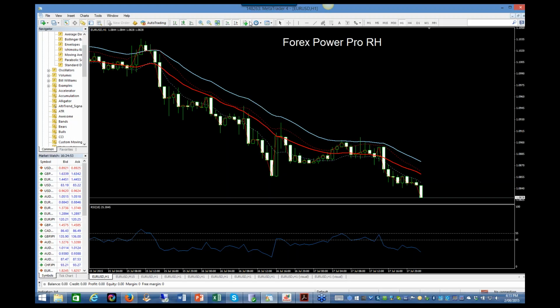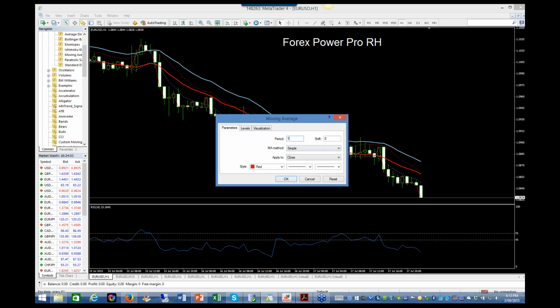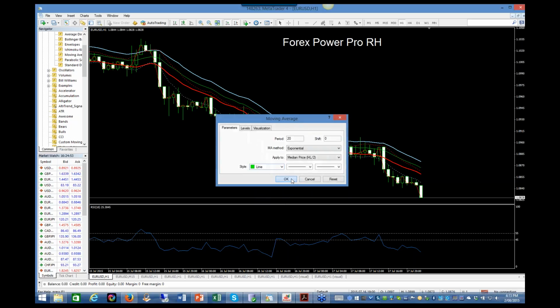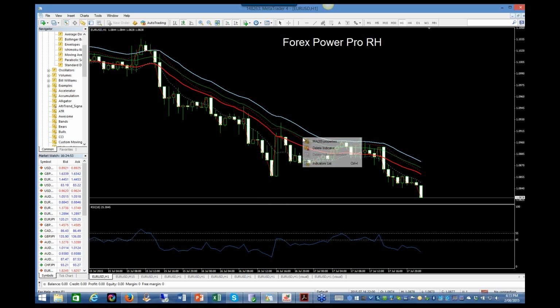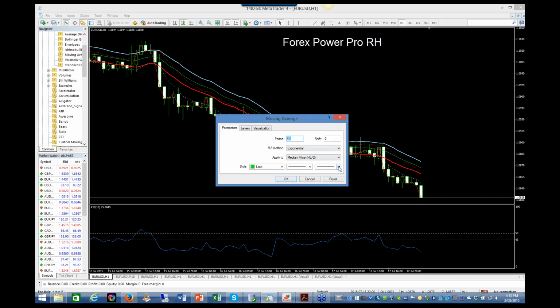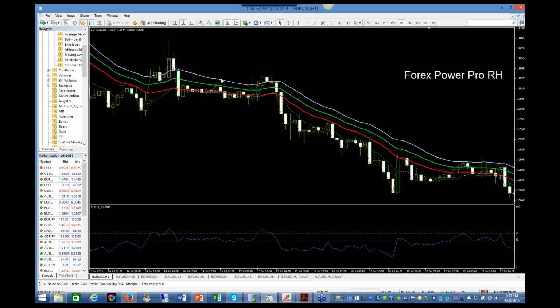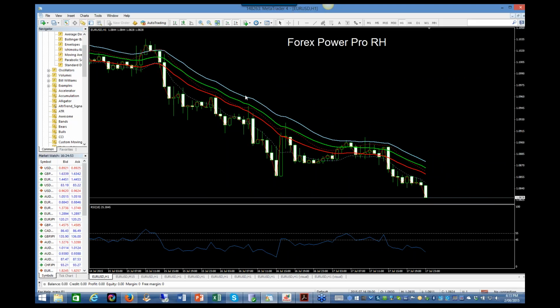So let me add another moving average of 20. And again, we're going to make it exponential, and we're going to add it to the median price, this one here, and I'm going to give that a color of green. And let's make that bold. And so you can see how this line nicely sits in between the two. So we can then get rid of that one and get rid of this one.